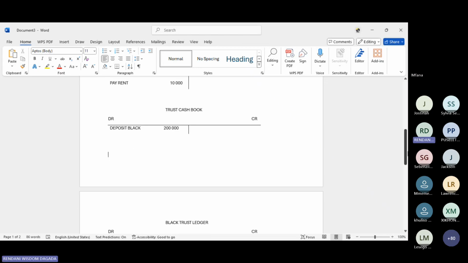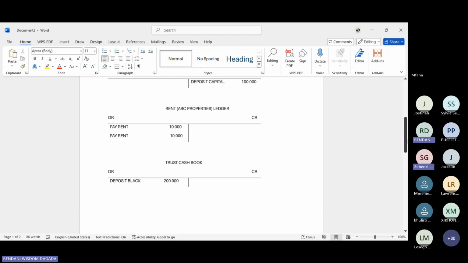Yes, it's supposed to be 10,000, you're right. Thank you. The VAT, is it like an income to the business, or is it like a liability? Yes, it's an income to the business. The VAT input, it's income to the business.